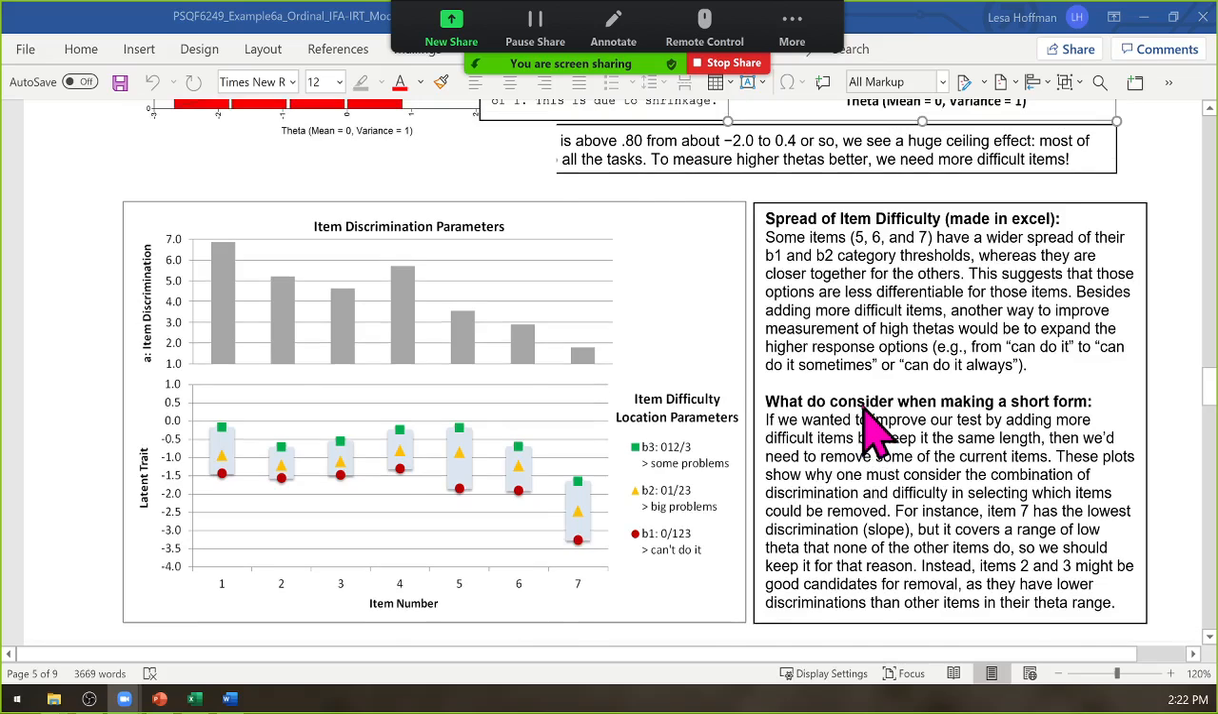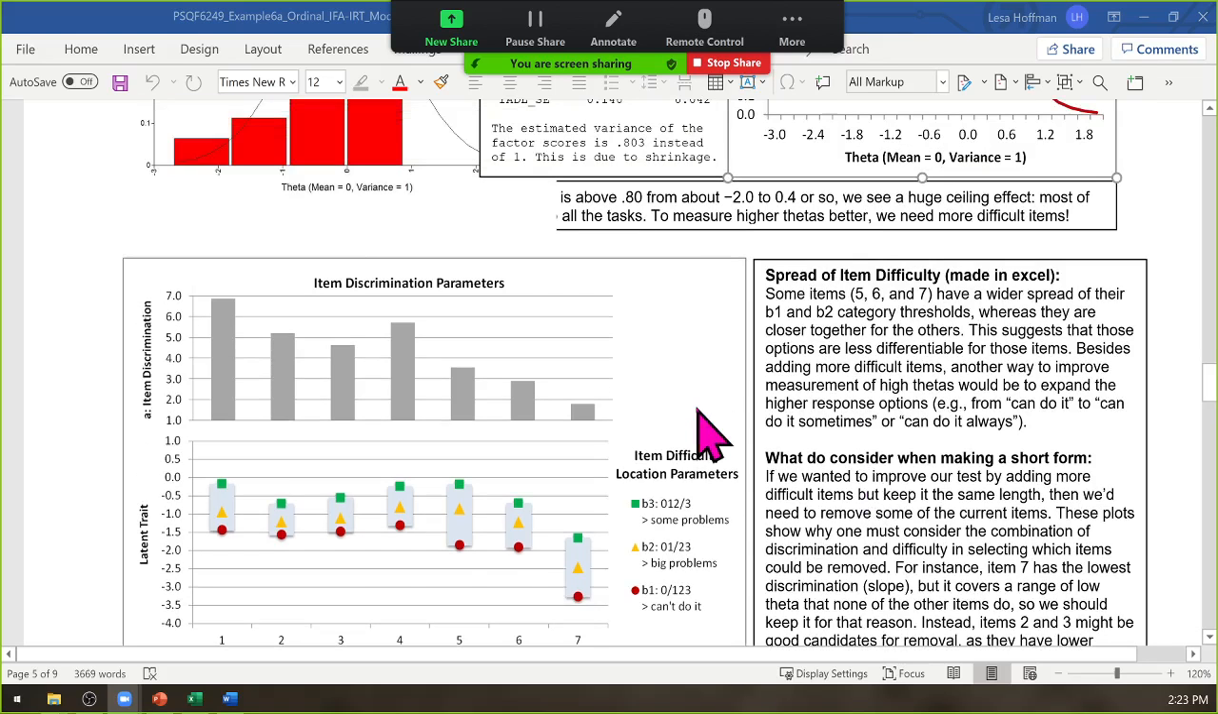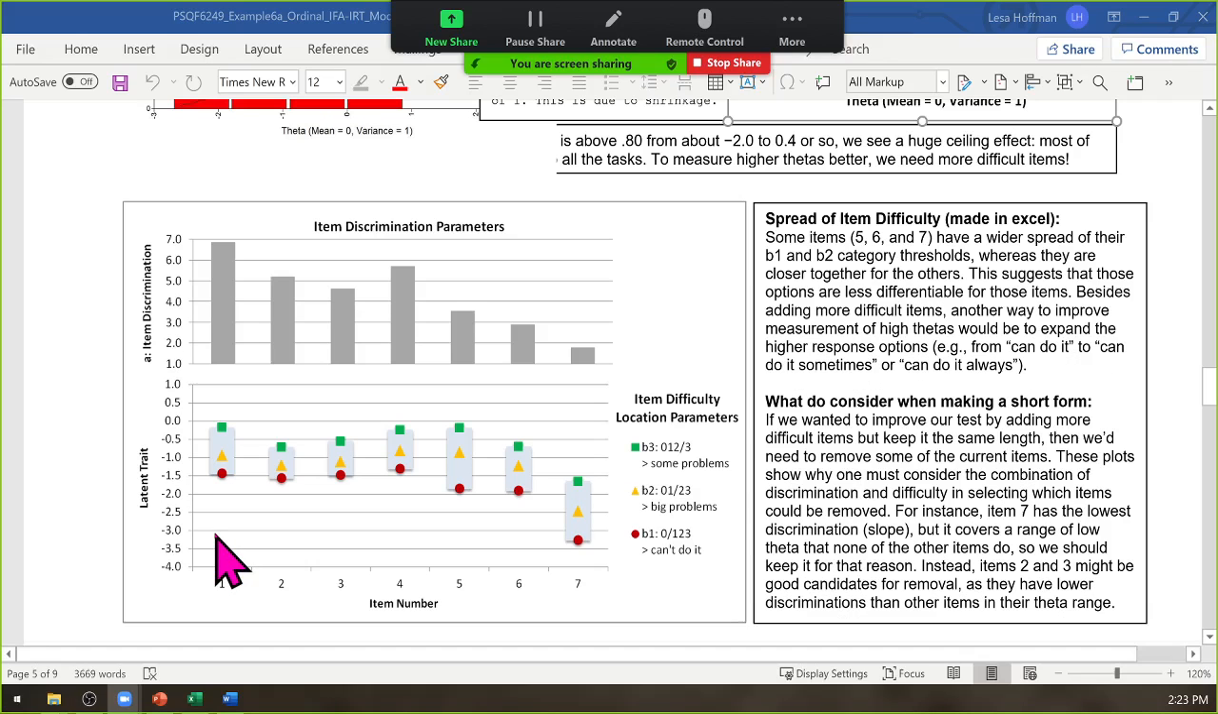I have a question. You were saying the green is what it takes to go from big problems to some problems. For the red, I thought you said it takes a theta of 1.5 or negative 1.5, I'm not sure if it's absolute, to go from can't do it to big problems. Did I hear you wrong? I'm not sure where it starts. It's possible I said it wrong. So let me try to say it correctly, and we'll determine if I said it wrong or if you heard it wrong. Okay. These are not absolutes.